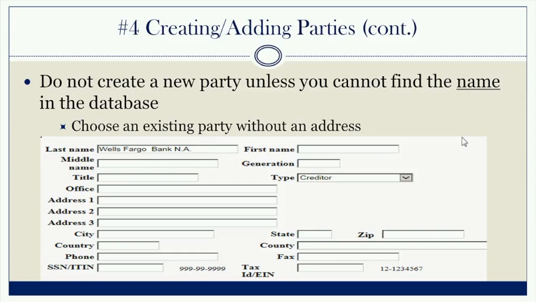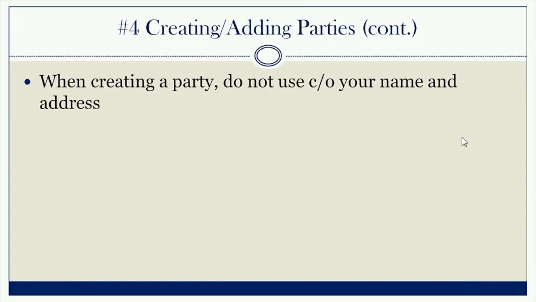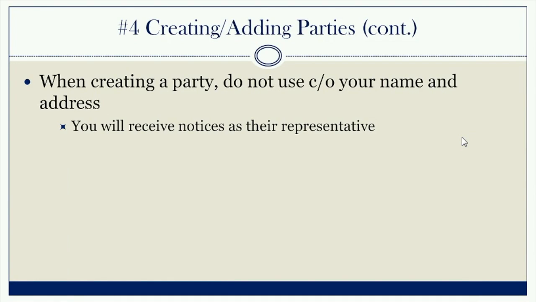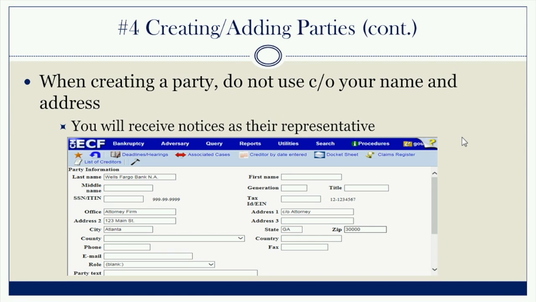Do not create a new party unless you cannot find the name in the database. Choose an existing party without an address. So that's just back to what I was just saying. Choose it because the name is correct and the role type is correct. All of this other information is not pertinent to what you're going to do. Okay? By you picking this party, that's your client, you will get noticed as their representative.